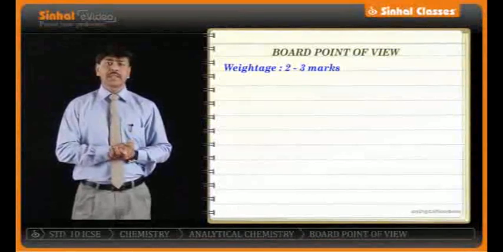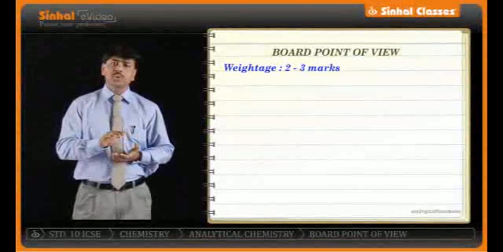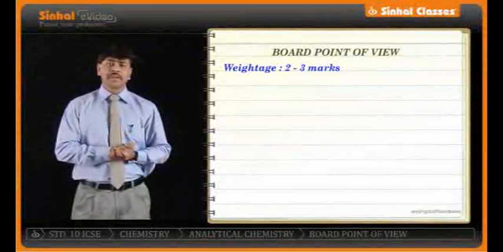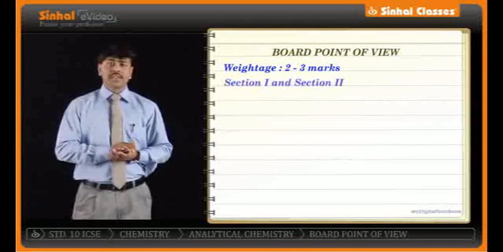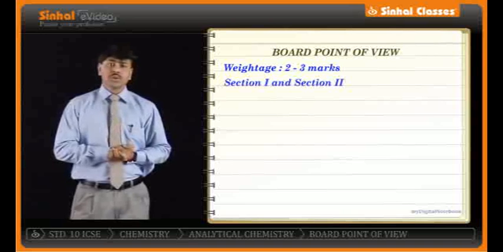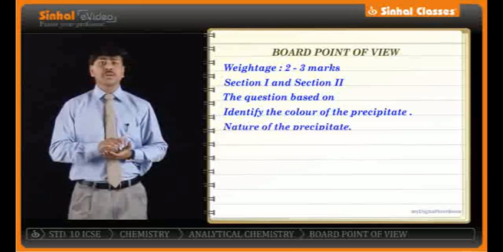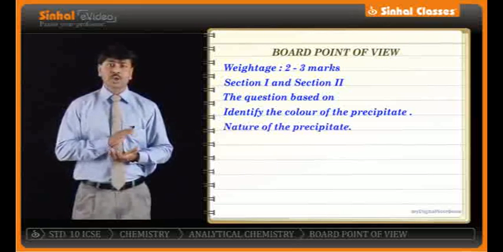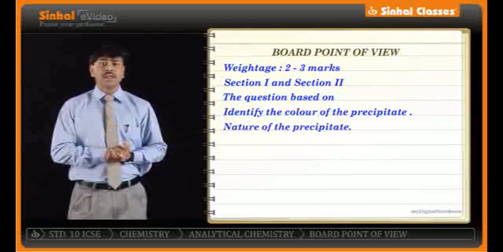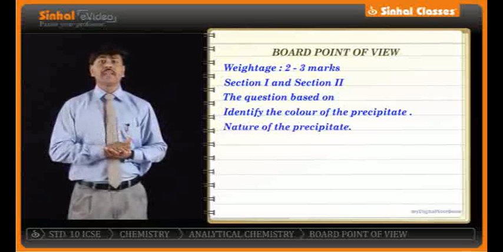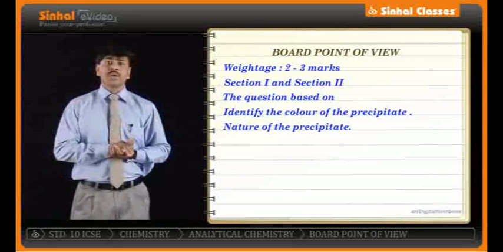The weightage of this topic is approximately 2 to 3 marks. A question on this topic can be framed in both section 1 as well as section 2. The question on this topic will be based on identifying the color of the precipitate, the nature of the precipitate, whether it will be soluble or insoluble in excess of caustic soda, or it can be liquor ammonia, that is ammonium hydroxide.